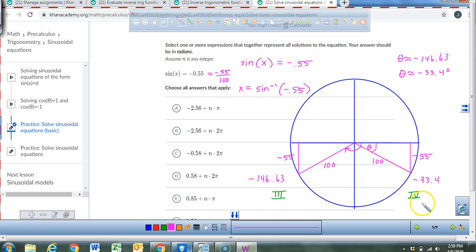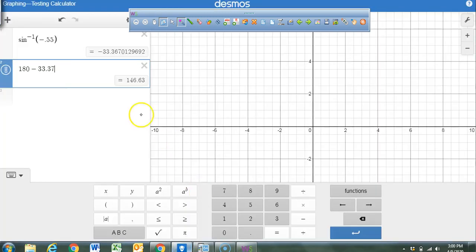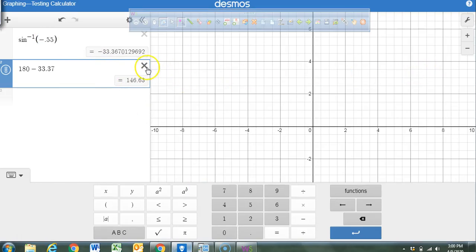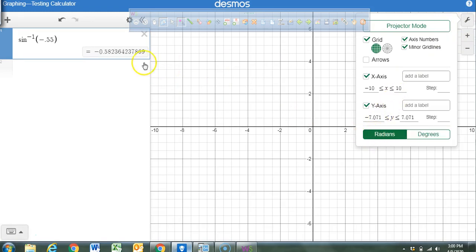Now, that is if we were in degrees, not radians. Here it asks us to be in radians. I just wanted to show you what it was in degrees because it's sometimes easier to explain in degrees than radians. So all we're going to do is convert this to radians. So go over here, and it's going to convert it to radians. So I'm at negative 0.58.